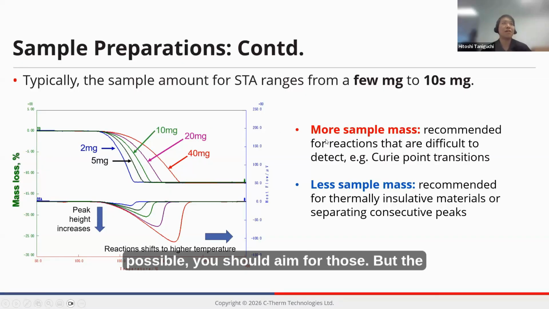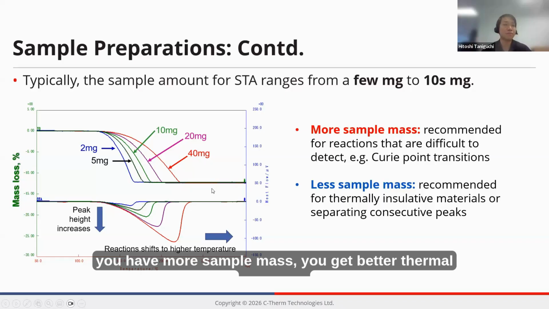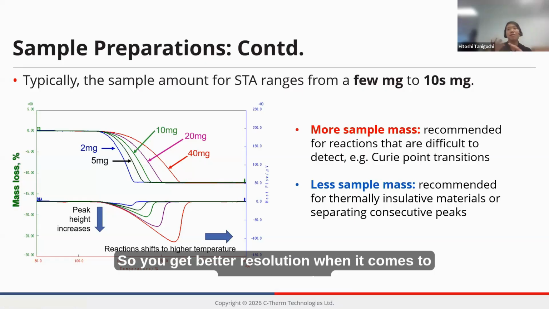But the difference between having more and less sample mass is that if you have more sample mass, you get better thermal response from your measurement because there's just more thermal mass that's reacting. So you get better resolution when it comes to measurements.